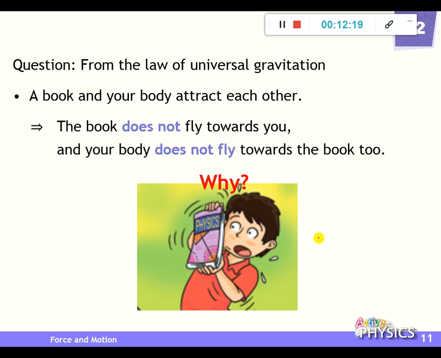Second question, from the law of universal gravitation, a book and your body attract each other. Okay, this one, is it correct? Of course yes. Okay, but here the book does not move towards you. And also your body does not move towards the book. But why? Actually, from the law of universal gravitation, this one is the book, this one your body. Between them, we should have attractive force. But now, the book cannot attract my body, and I cannot attract the book.